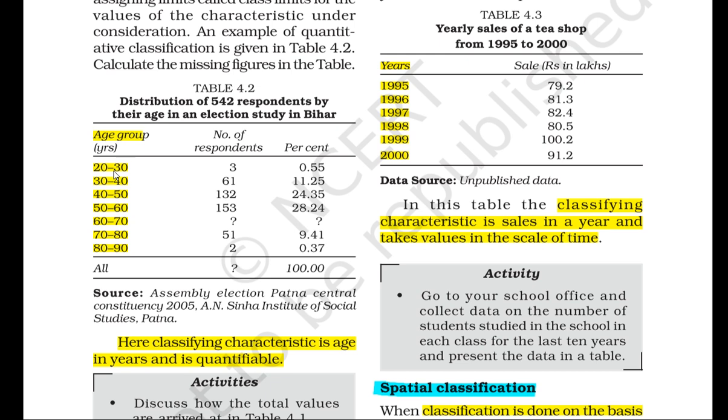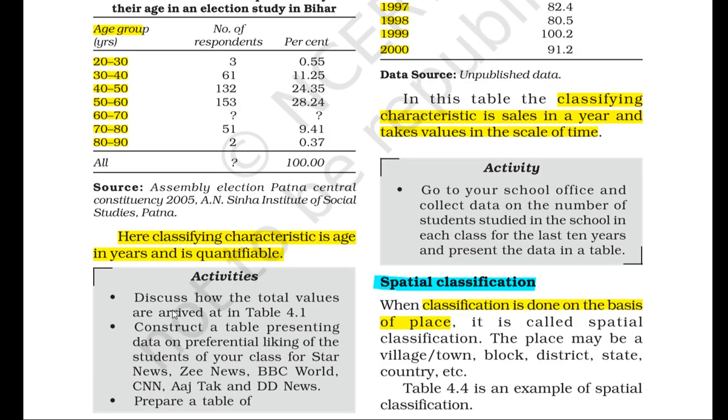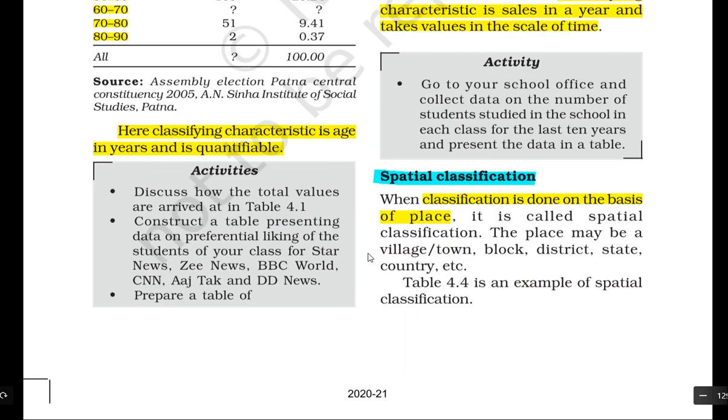It is a distribution of 542 respondents on the age in the election study in Bihar. So 20 to 30, 30 to 40, 40 to 50, these are the variables which are in quantity, the age variable. So when any variable is represented in quantity, it is quantitative classification. Here the class is made on the basis of quantity. So we can say that the classification characteristic is age in years and is quantifiable, and it is quantitative classification.